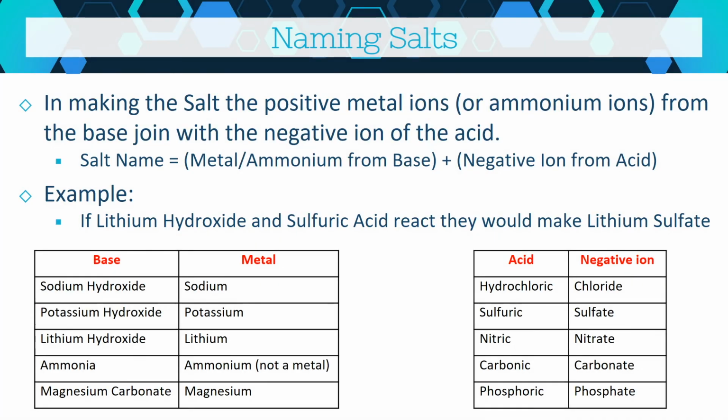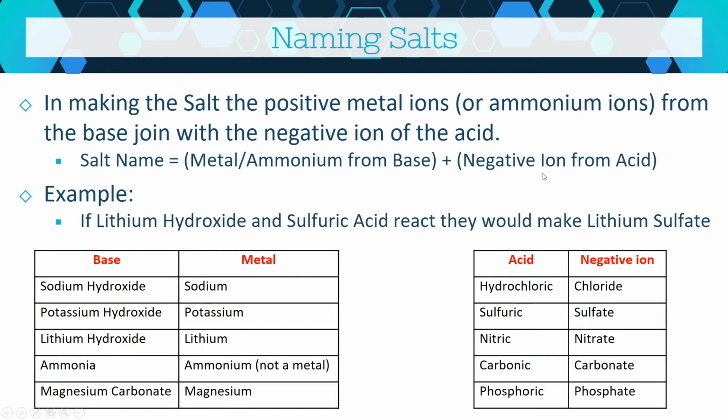So the way you work out what the salt produced is by taking two terms, one from the acid, one from the base. So you need to take the name of the positive metal ion, or ammonium if it is an ammonium, and you need to join it with the negative ion of the acid. So your salt name will be the metal or ammonium from the base plus the negative ion from the acid.